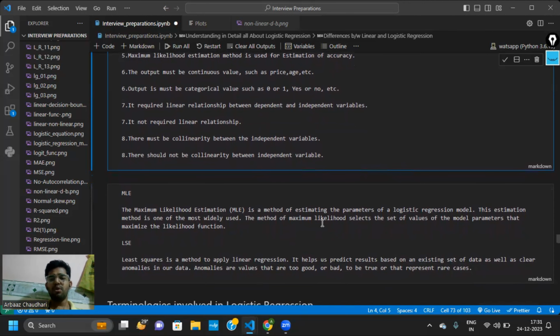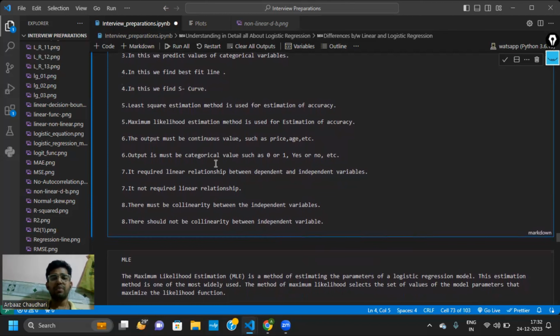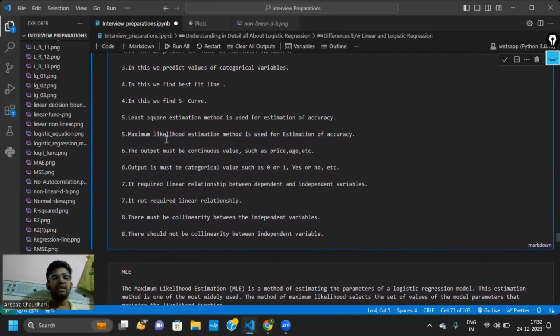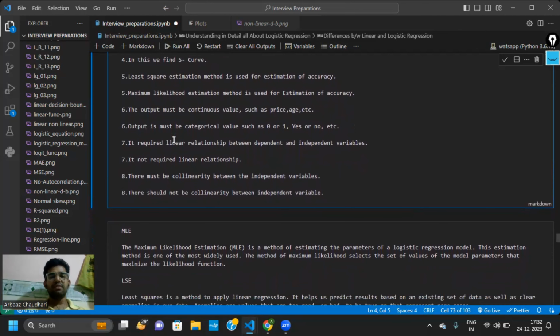So which of the data points have the chances of falling in class 0 or class 1, that is what MLE estimation does. Okay. So in linear regression we have LSE, least square estimation, and in logistic regression, MLE. So two different estimations are seen. Next is the sixth point, where we will see the difference.